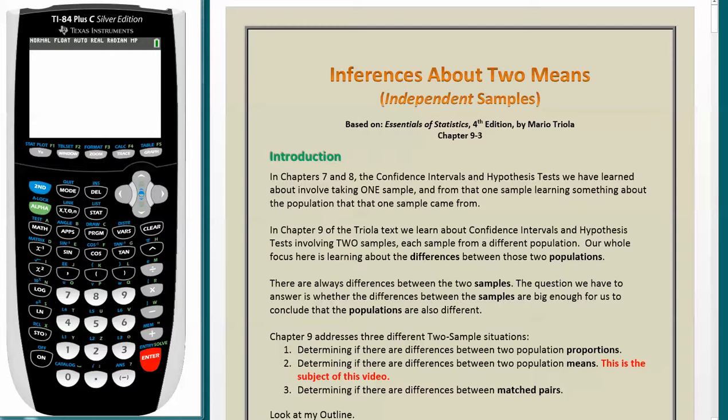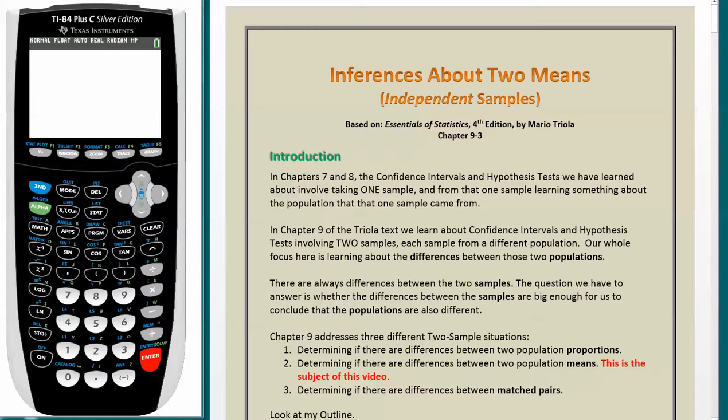In this video, we're going to talk about inferences about two means. When we say inferences, that means we're going to be doing a hypothesis test, and then we're also going to be constructing a confidence interval, both based on the same problem. When we talk about two means, in this case, we're talking about independent samples. There are also mean problems that involve dependent samples, and we'll talk about those in a separate video.